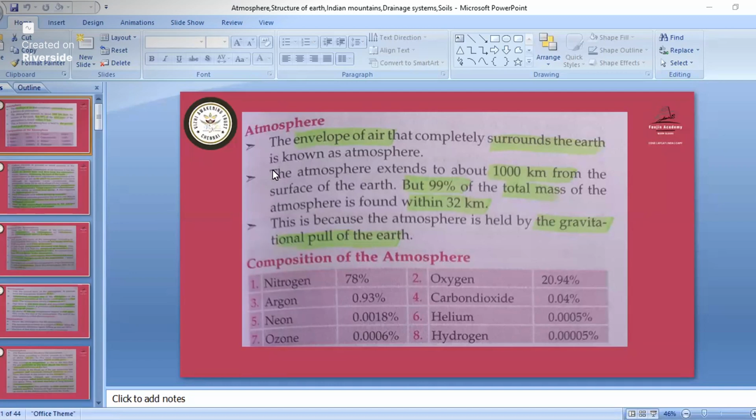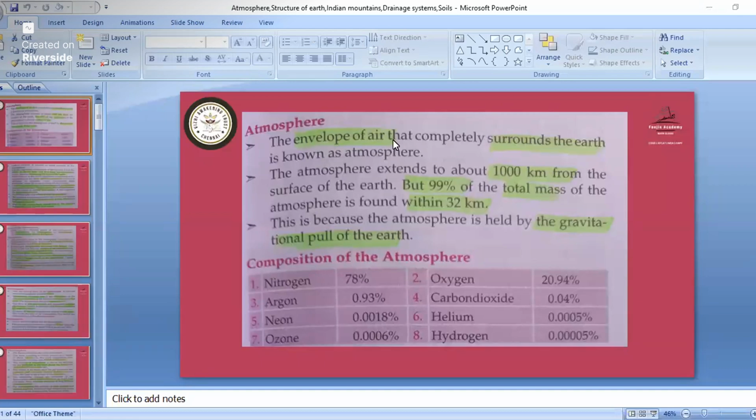Today we will be learning about atmosphere, structure of Earth, geography of India, mountains of India, and some important topics which can give you some marks with less materials. So, what is atmosphere?